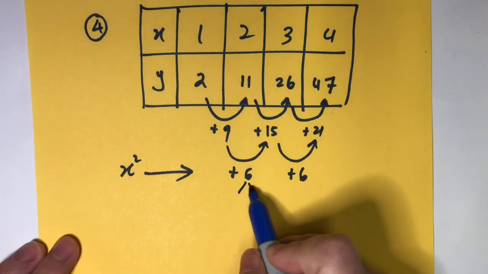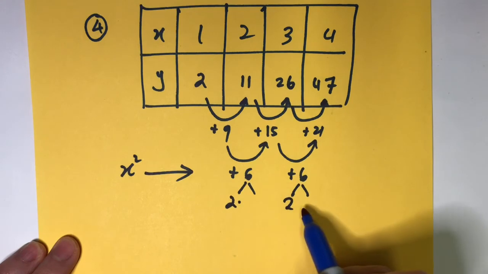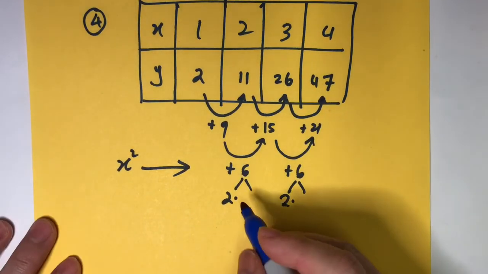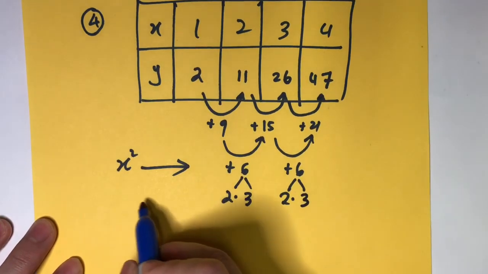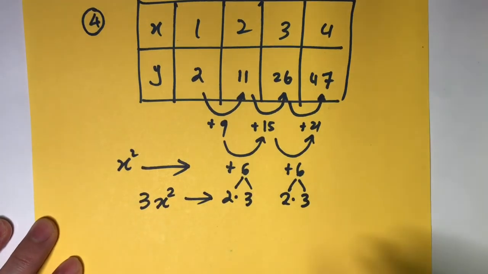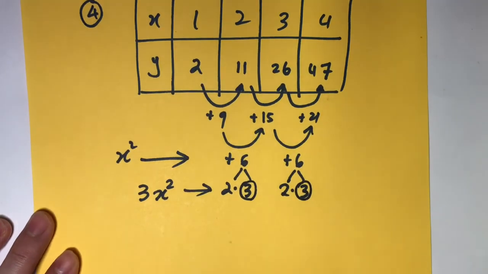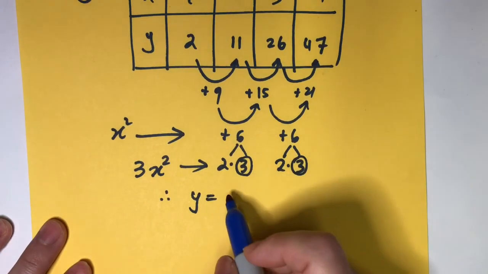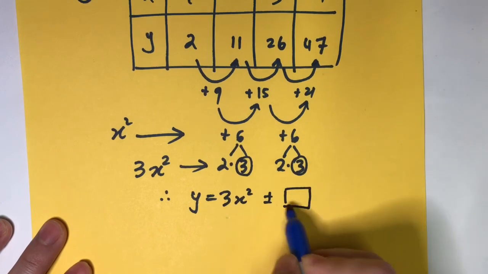But this time, it's a 6. It's going up by 6. So 2 is our basic rule for the square. So 2 times what will give us 6? 3. So therefore, this tells me it's a 3x squared. So this becomes my coefficient of x squared. Okay, so therefore, my formula will be 3x squared plus or minus whatever that is.